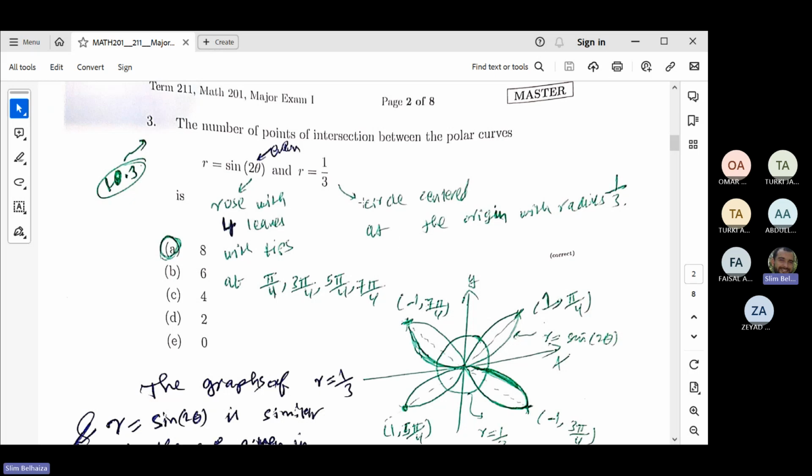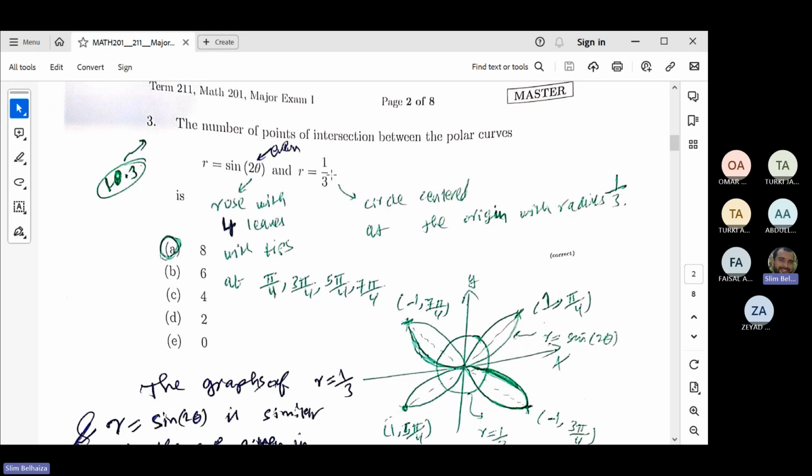Okay. Now, if you move to question 3, here we start talking about polar curves, and this is, with the current textbook, section 10.4. And the old textbook, I think it was 10.3. So what do we have here? We'd like to find the number of intersection points between these two polar curves. We have the first one, which is r equals 1 over 3.